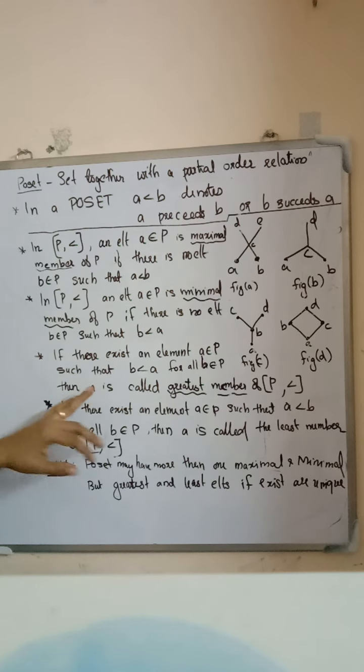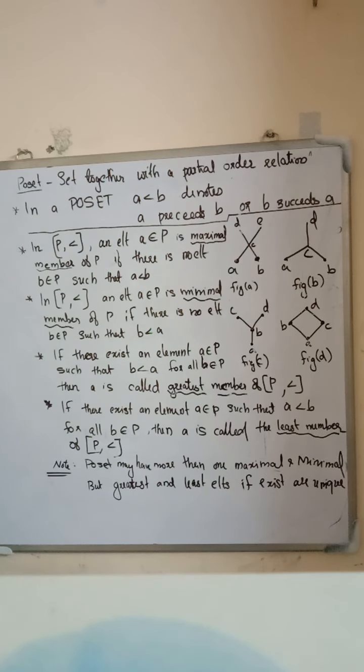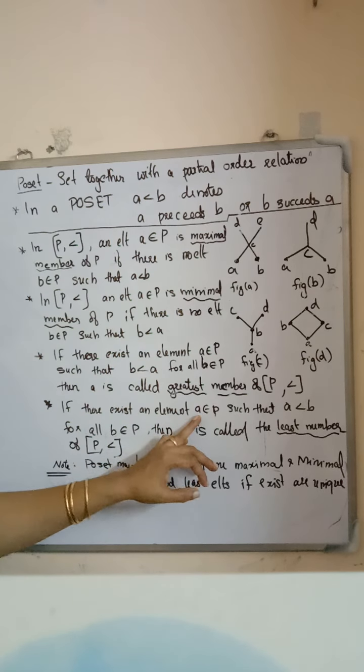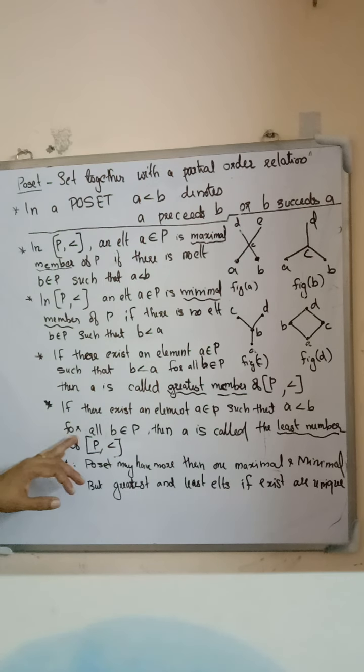So greatest member means it is the greatest of all other elements in the poset. Next we define the least member of the poset. If there exists an element A in the poset such that A is less than B for all B in P, then A is called the least member. If A is the least member, then all other elements in the poset are greater than A. That is the definition of least member.